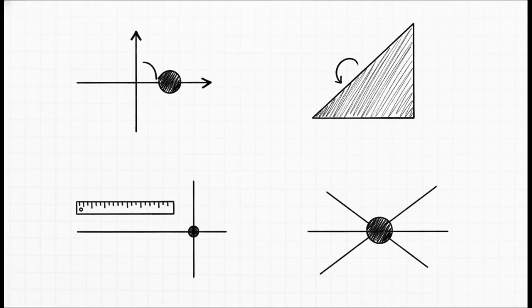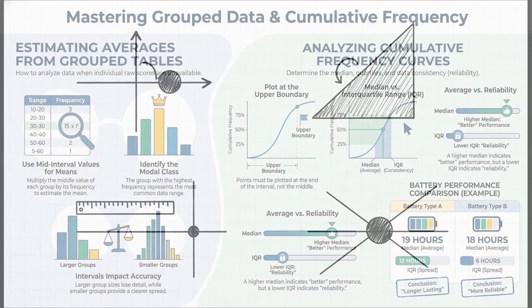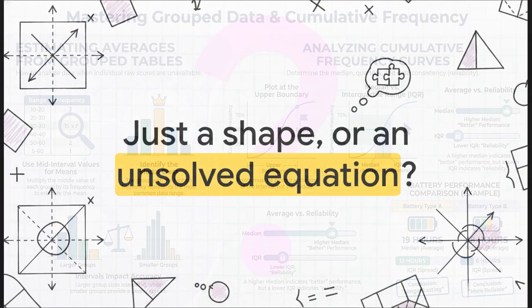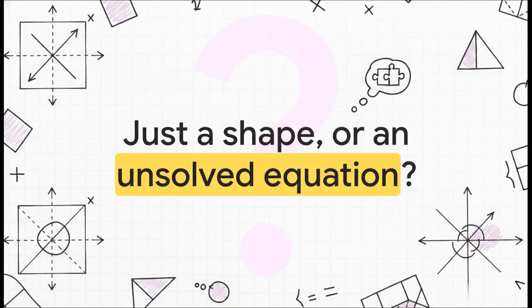Recap time. Coordinates fix position, gradients measure slope, y = mx + c is your blueprint, and intersections solve. Next time you spot a straight line, will you just see a shape or an equation waiting to be solved?